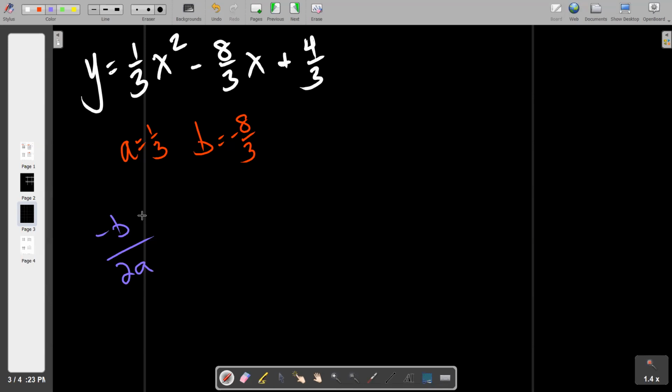So far so good. Haven't really done anything yet. I copied the problem. I wrote down A and B. All right, great. So what is the opposite of B? Yeah, it's just positive 8/3. So I'm going to write 8/3, and then I'm going to put it over 2 times A. And what is 2 times 1/3?